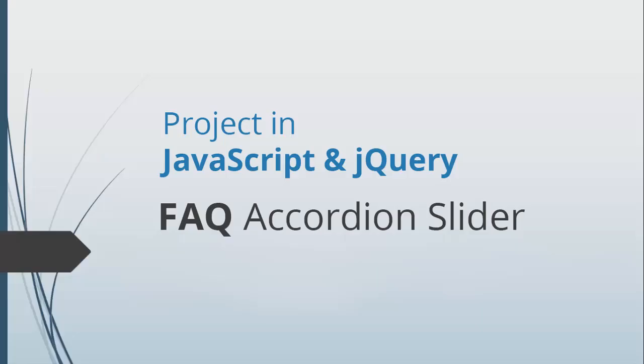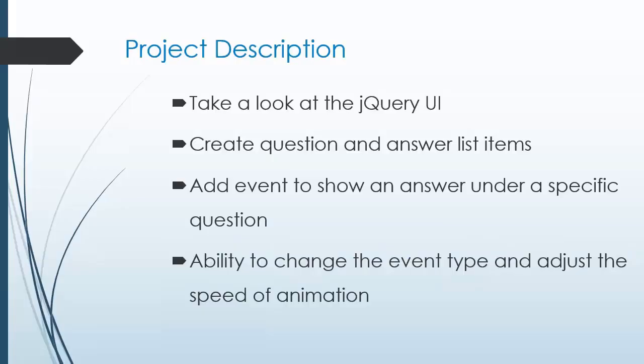In this project, we're going to do something relatively simple. We're going to build an FAQ accordion slider. So basically, we'll have a list of questions and answers. The answers will be hidden initially, and then we'll click on the question, and the answer will slide down, with a little slide down animation. So that's what we'll be building.